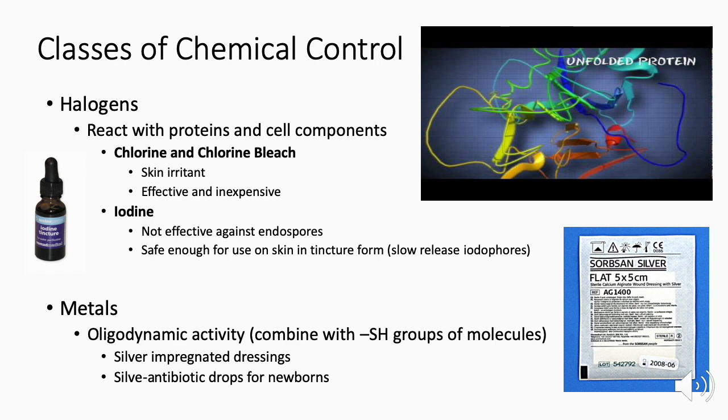Examples of metals are silver impregnated dressings. Metals are very effective against Pseudomonas. So many burn patients, when they have large burns and they wrap the burns, will use silver impregnated dressings, because Pseudomonas is a very common infectious organism in burns, causing burns to get infected. And silver is very effective against it. So these silver dressings are used to prevent Pseudomonas infections. Also, silver antibiotic drops are used in the eyes of newborns when they're first born, in order to prevent any disease or bacteria in the eye that they may have picked up while traveling through the birth canal.